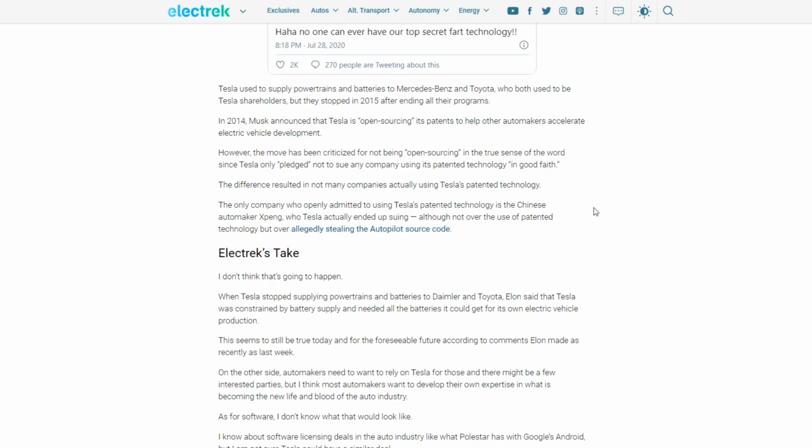XPeng is probably one of the few legitimate competitors because they have basically copied every single thing that Tesla has done. And then of course it's in China as well, meaning that they get cheap labor and stuff like that. So everything is so much cheaper for XPeng to do. And they've even replicated many of their manufacturing strategies as well. And as it says right here, they are currently being sued by Tesla over allegedly stealing the autopilot source code.